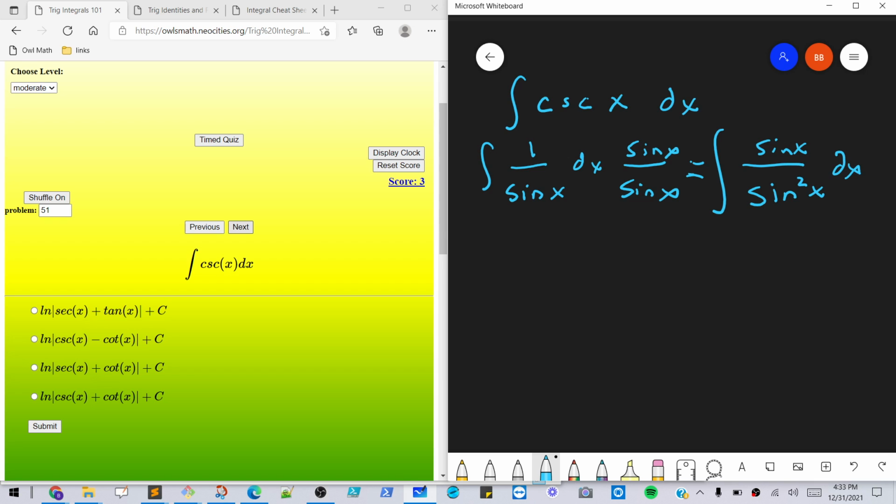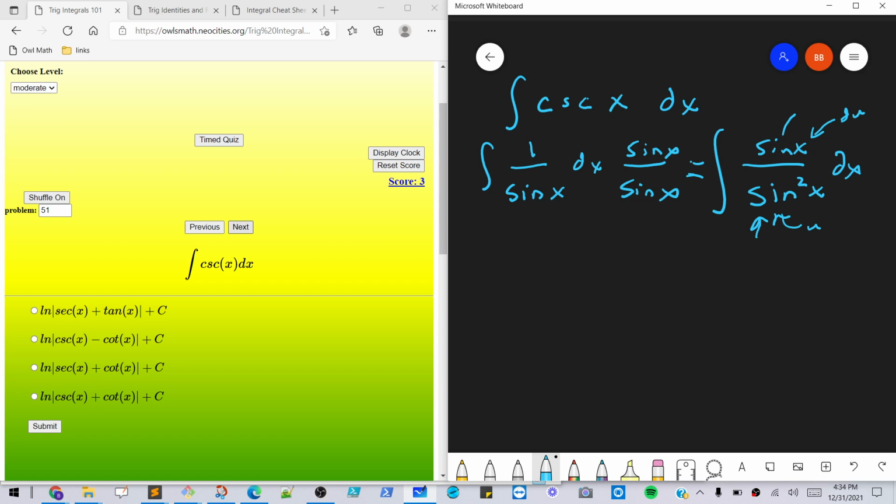Basically, typically what you want to do is substitute u in the denominator somehow and have your du in the numerator. Of course, it doesn't work here because the derivative of sine is cosine, but what we can do, we can't easily change this to a cosine, but we can change the denominator to a cosine.